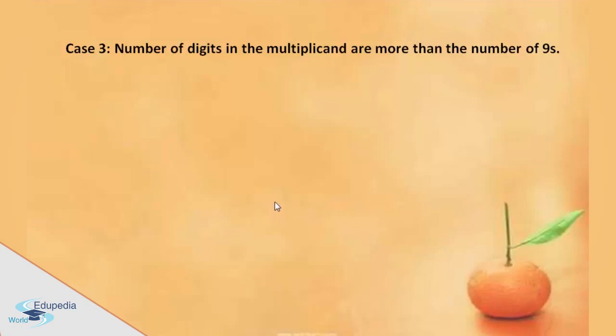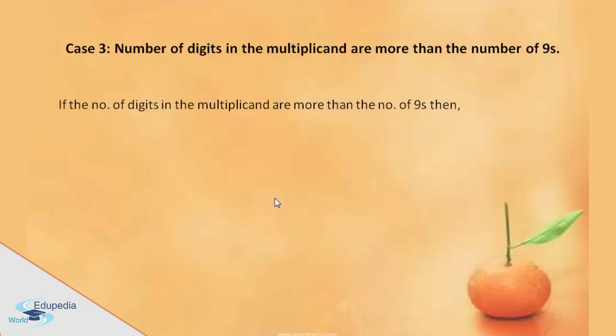At first, before using this shortcut, we have to count the number of digits in the multiplicand and also the number of 9s in the series of 9s, and make a conclusion whether the number of digits in the multiplicand is more than the number of 9s in the series of 9s or not. If the number of digits is more than the number of 9s when compared, then we use the following steps in order to use the shortcut.